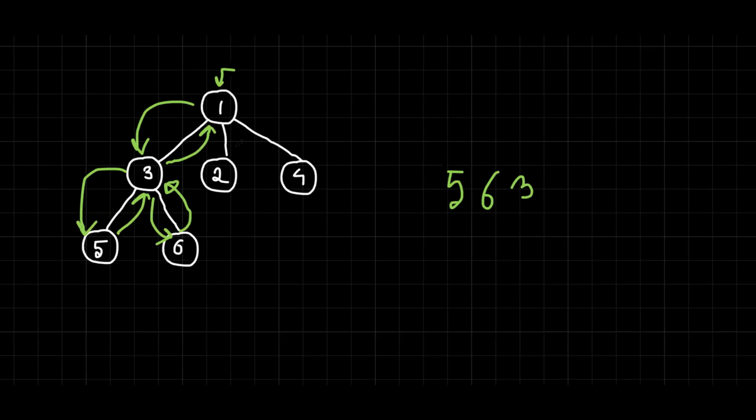Now from 1, we have to process its other 2 children, which are 2 and 4. So the call will go into this node 2. Now from 2, the call will return to 1. Again, we have to call 4. So we have to process it. Now we have to get back to its root 1. Finally, we have to process 1.